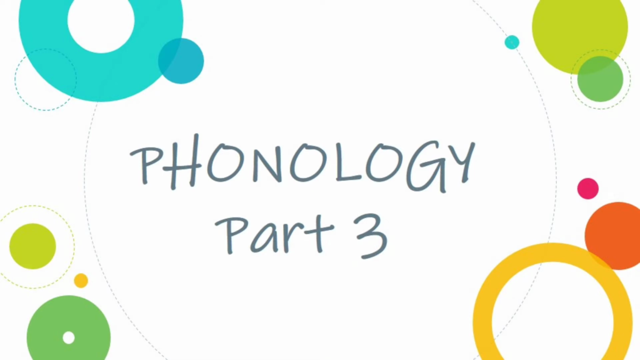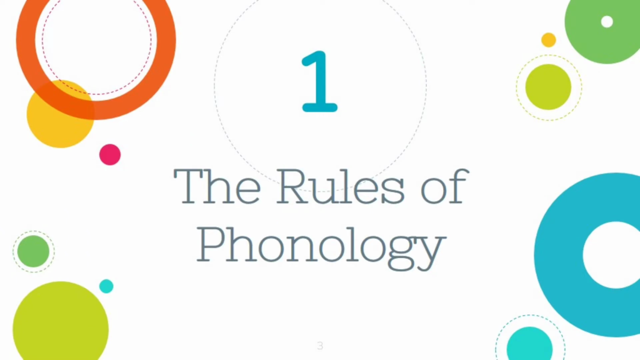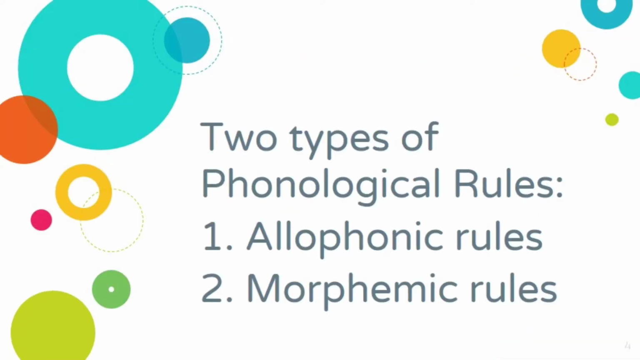This is part 3 of the topic Phonology and the Introduction to Linguistics. The speaker's knowledge of the language is said to be important, and the phonological rules are part of it. Phonological rules are of two types. We have the allophonic rules and the morphemic rules.